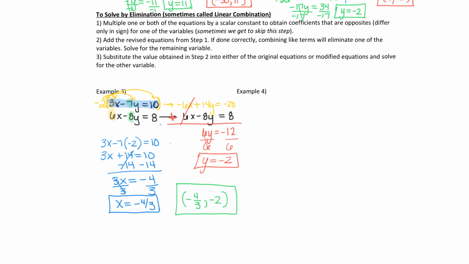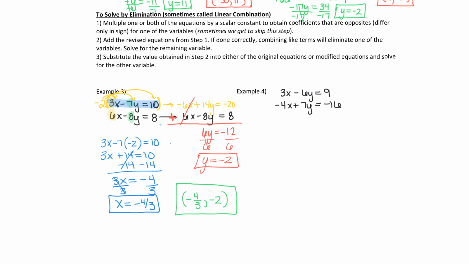We have one more example that I'd like to go over before this lesson is done. So I have two equations, 3x minus 6y equals 9, and negative 4x plus 7y equals a negative 16.